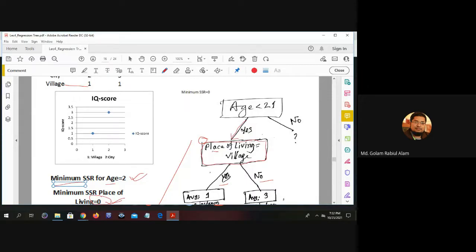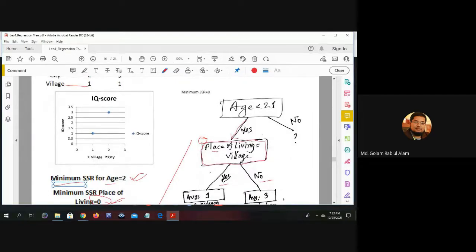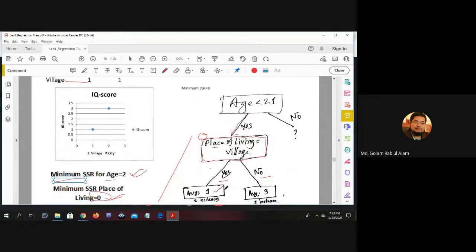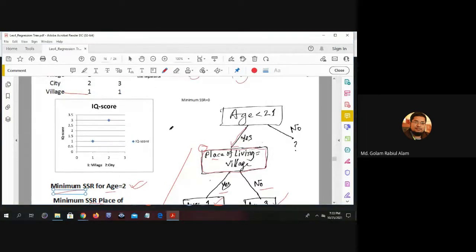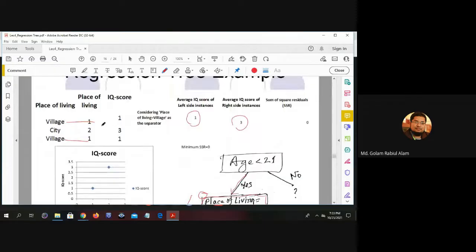In the case of the place of living, for the left side and right side, the average of the left side is 1 and the average of the right side is 3. If this condition is true, the left side average is 1 and the right side average is 3. So this is the prediction. The place of living only divides the data. This is the splitter. It divides our data into two parts.